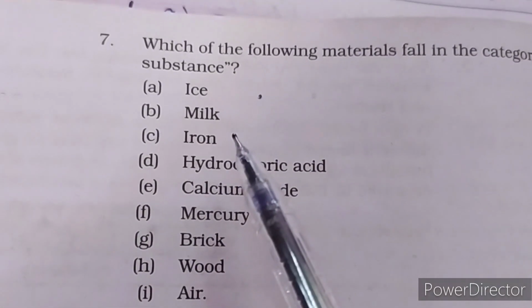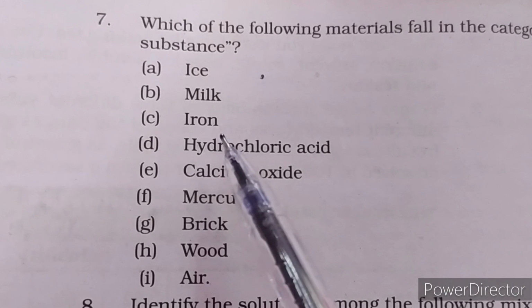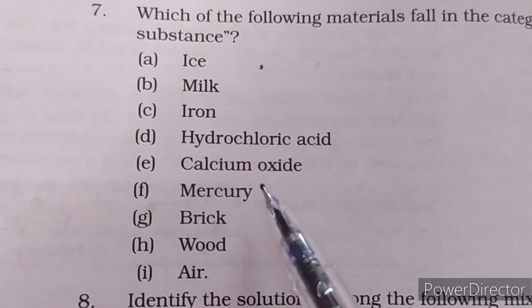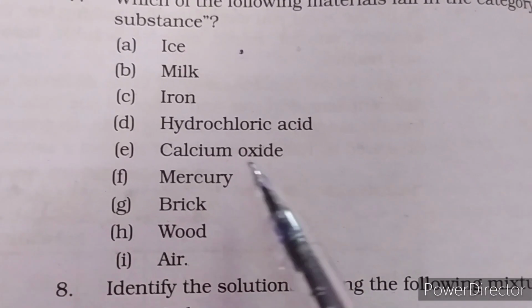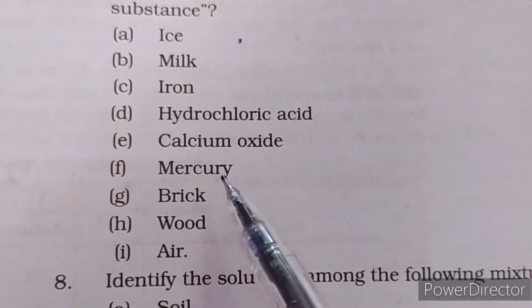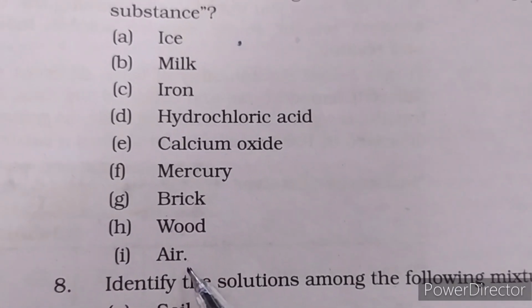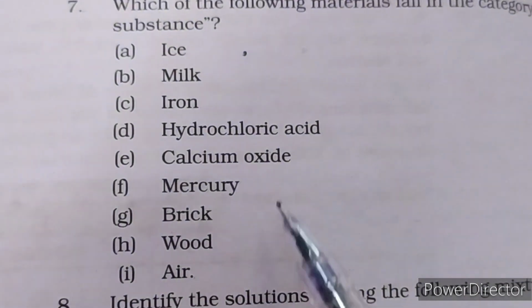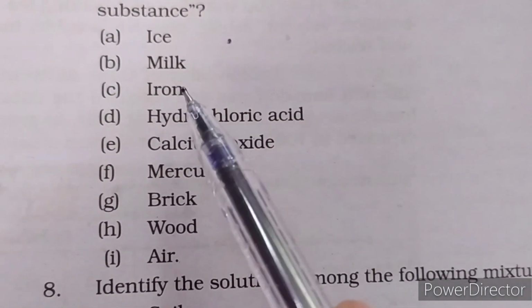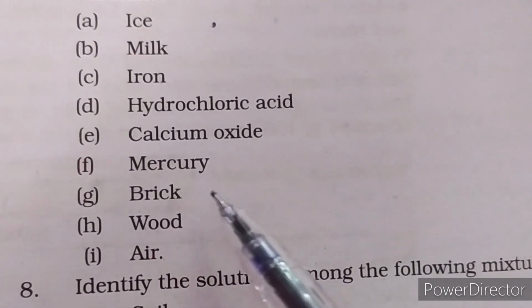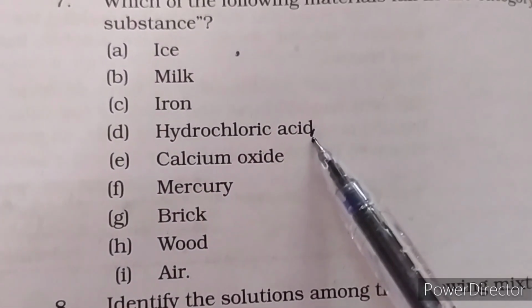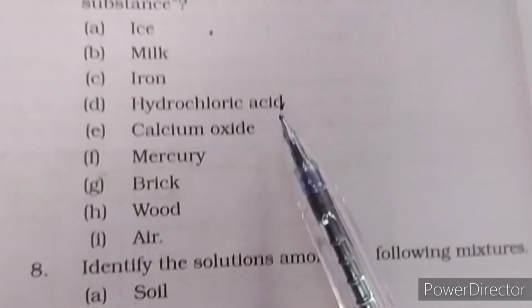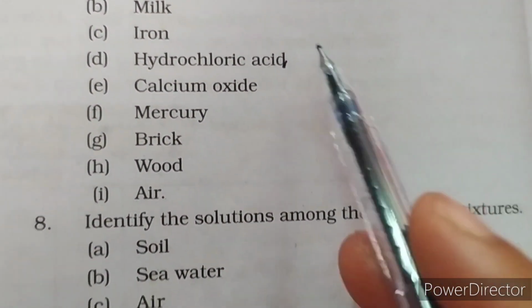Milk is not a pure substance, it is an emulsion. Iron is a pure substance. Hydrochloric acid is a pure substance. Calcium oxide is a pure substance. Mercury is a pure substance. Brick, wood and air are not pure substances because they are mixtures of other things. So the pure substances here are ice, iron, calcium oxide and mercury. Hydrochloric acid also you cannot term as a pure substance because it is made up of water and HCl gas. So again this is not a pure substance.